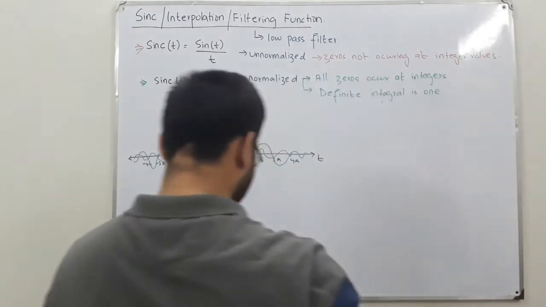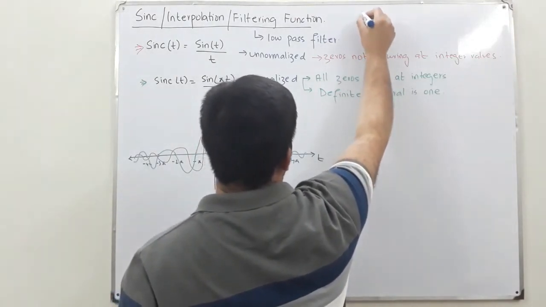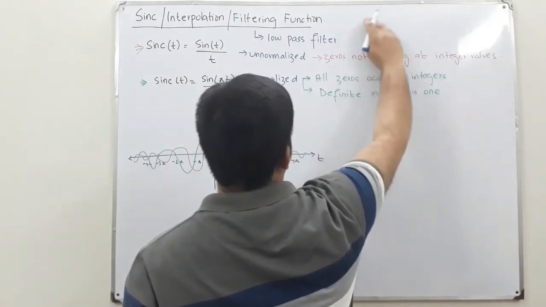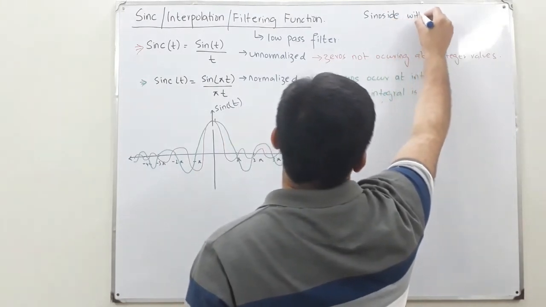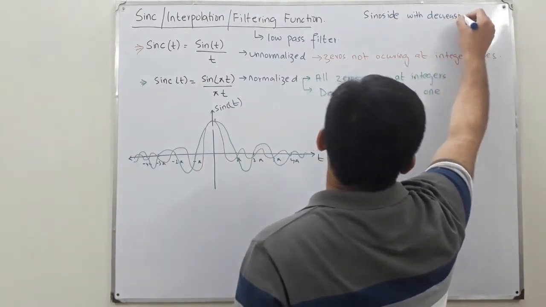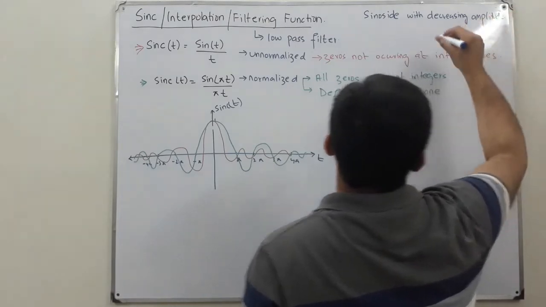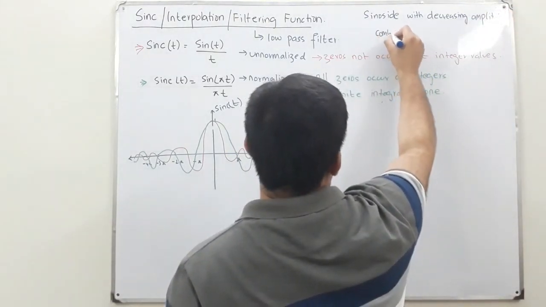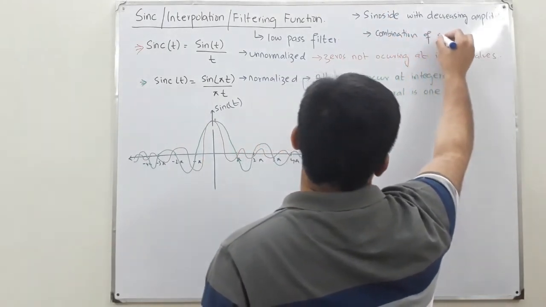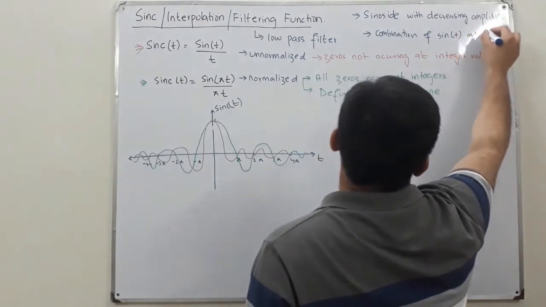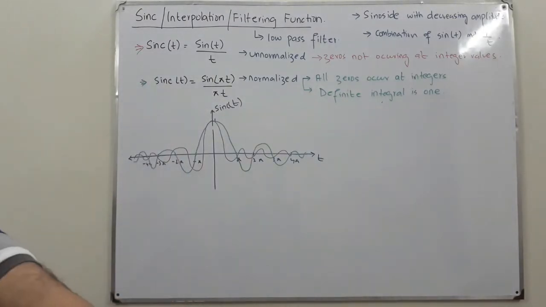Fine. So I will write over here that this sinc function is a function of a sinusoid with decreasing amplitude. Well, here the light would be reflected, but I am telling you this is a sinusoid with decreasing amplitude, as this is the combination of sine of t and 1 over t. Is that okay?